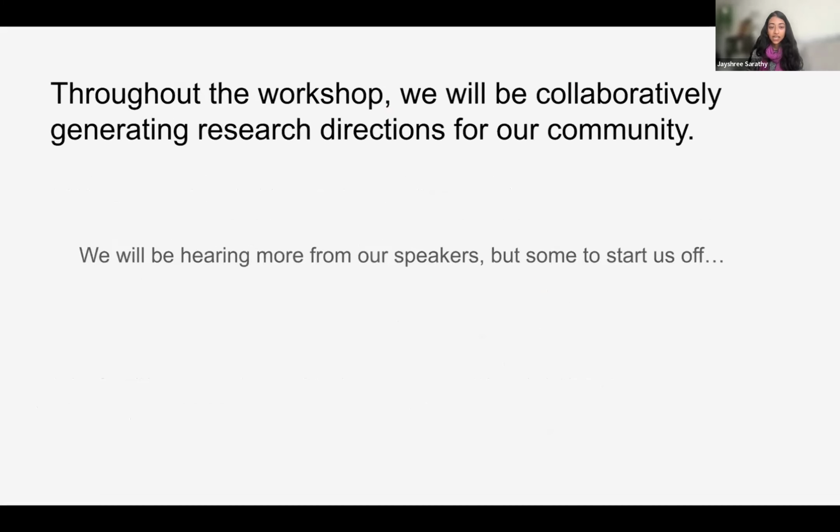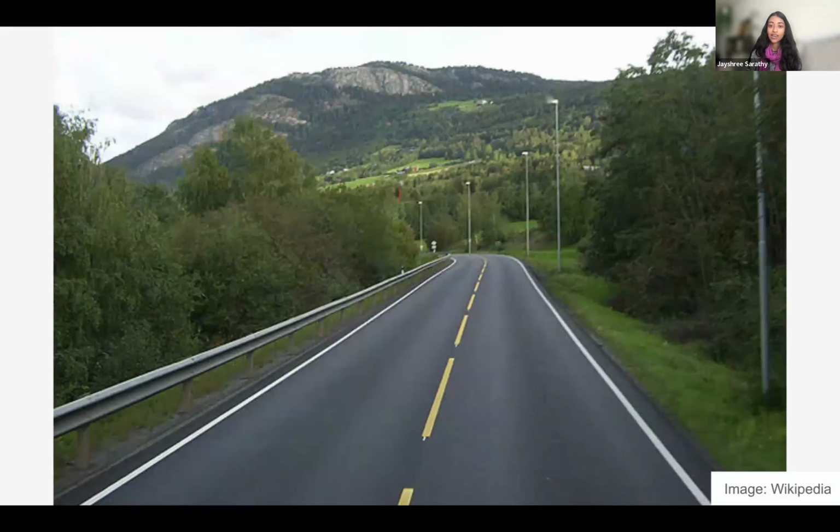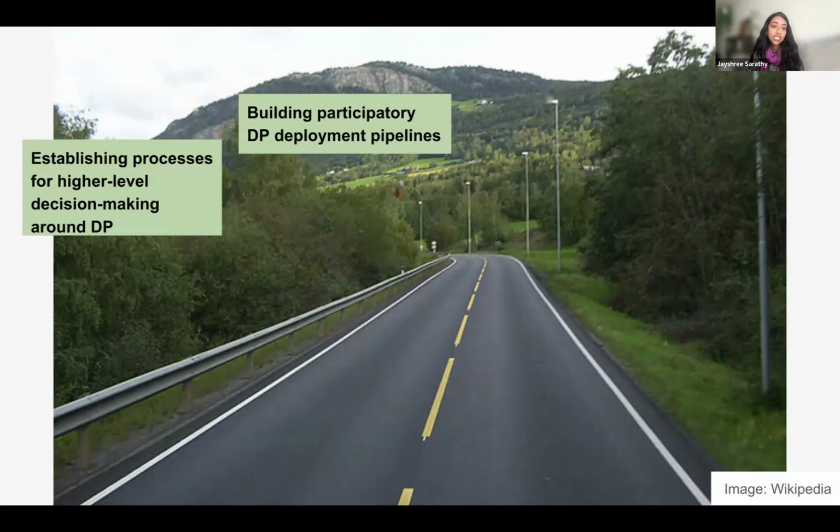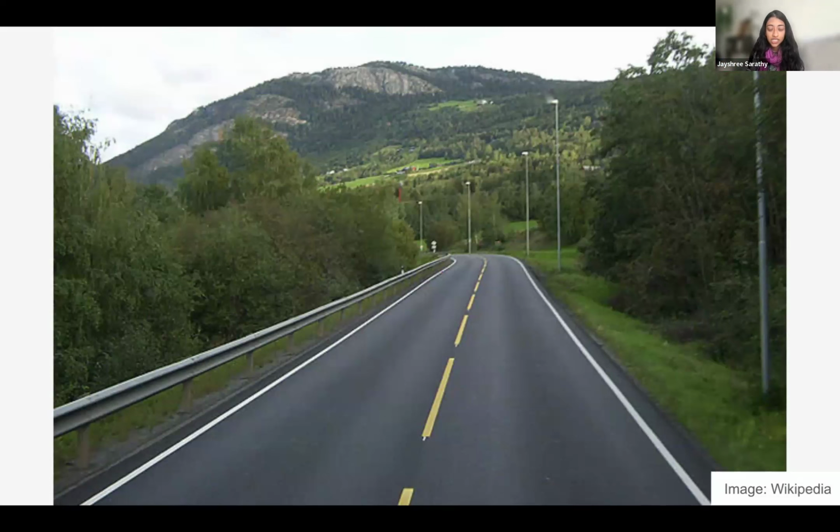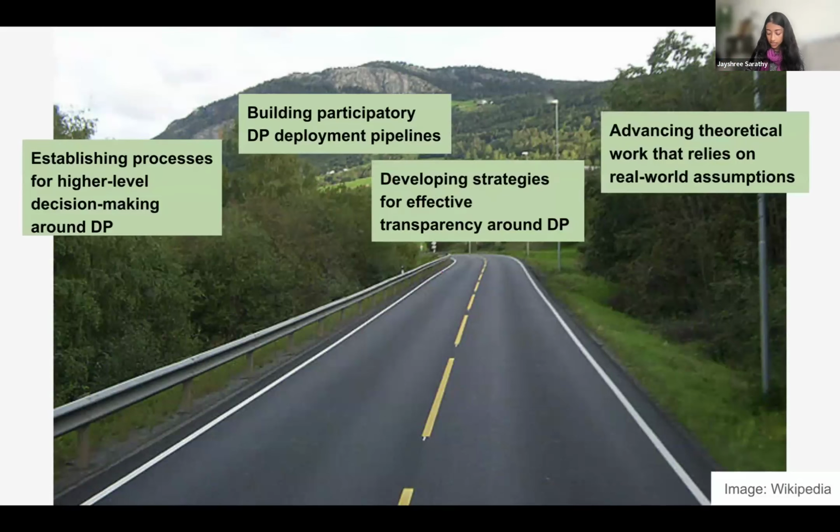Next slide, please. Throughout this workshop, we will also be collaboratively generating research directions for the community, and we'll specifically be hearing about this from our speakers, but we wanted to give you a few to think about before we continue with the rest of the session. So a few frontiers that we as the organizers think are important. One is considerations for use of differential privacy: establishing processes for higher level decision-making around differential privacy. How do we decide whether or not DP is the right approach? How do we justify this decision to different parties?